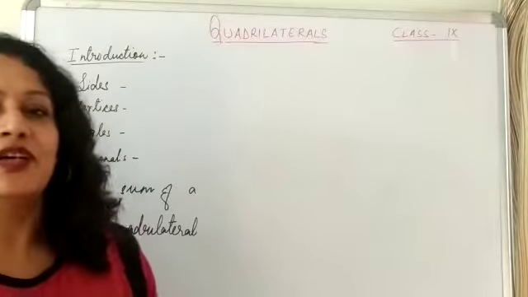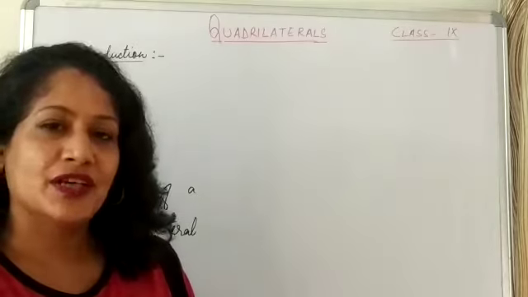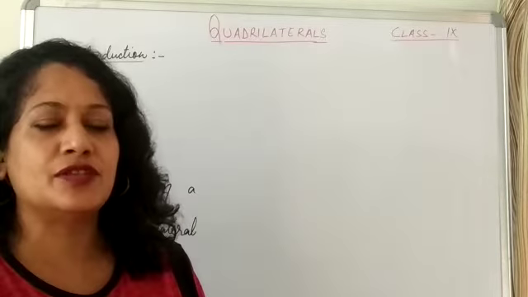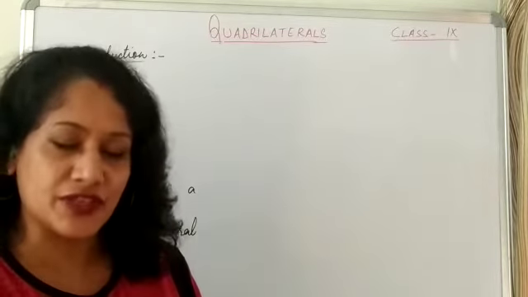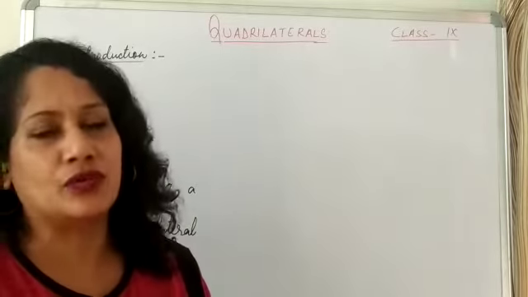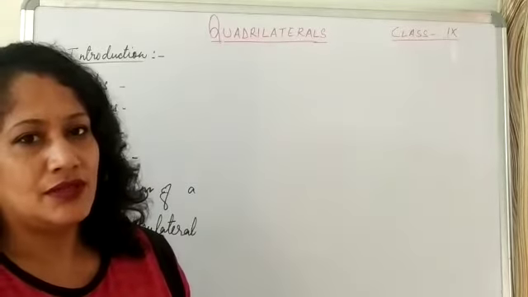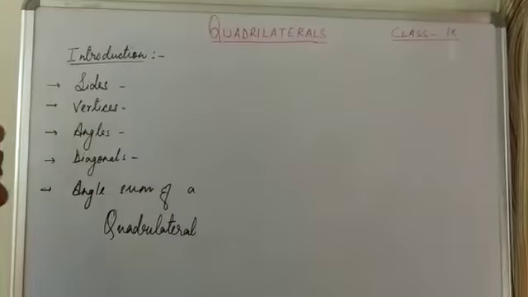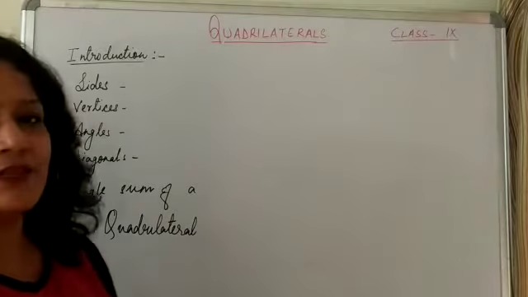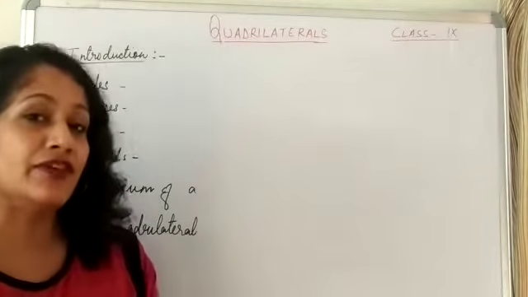Hello students, today we'll discuss quadrilaterals. You must have learned about quadrilaterals in your previous classes. Before knowing more about a quadrilateral, let's have a quick recall. Let's have the introduction. As per the definition, a quadrilateral is a polygon having 4 sides.